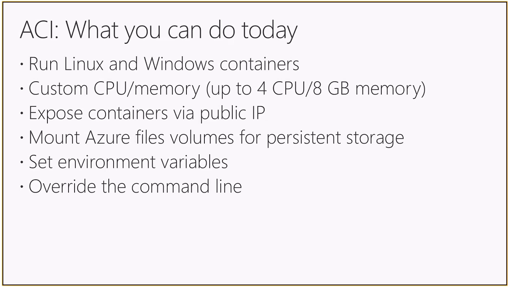Okay, so this is what we have today. Run Windows and Linux. Right now, you can choose the CPU and memory. I think it's 4 CPU, maybe a little higher than that. I don't remember, I think this is an old slide. You can expose containers via public IP. You can mount Azure file storage. Right now, you cannot manage disk, but you can mount Azure file storage for persistent storage. You can set environment variables. You can override command lines and more. So these are the things you can do with container instances today.